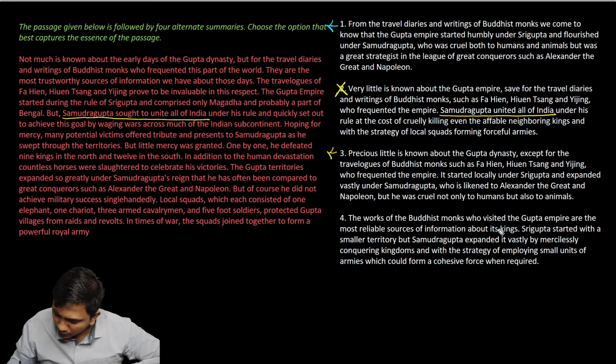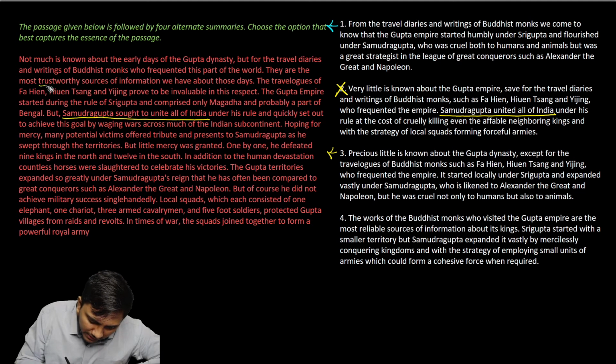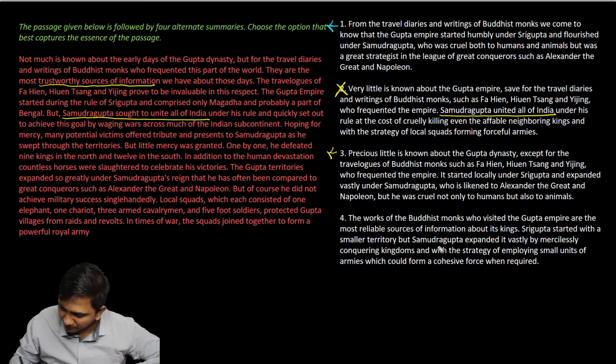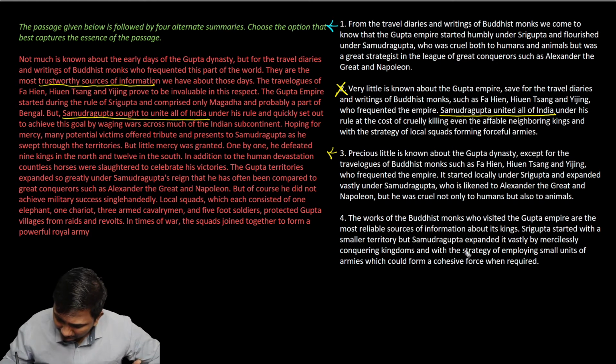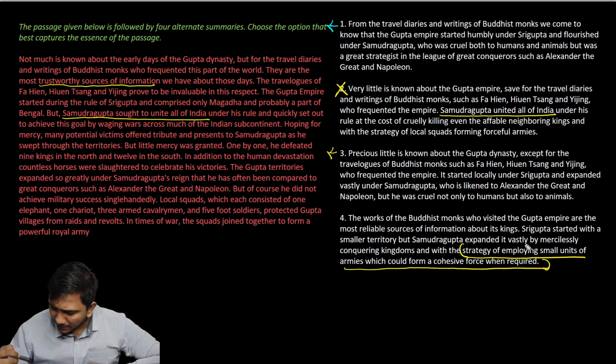The works of the Buddhist monks who visited the Gupta Empire are the most reliable sources of information about its kings. Sri Gupta started with a smaller territory, but Samudragupta expanded it vastly by mercilessly conquering kingdoms and with a strategy of employing small units of armies with which he could form a cohesive force when required. I don't see that being mentioned in the first one or the third one. That is an important strategy that he used, right? He had local squads.